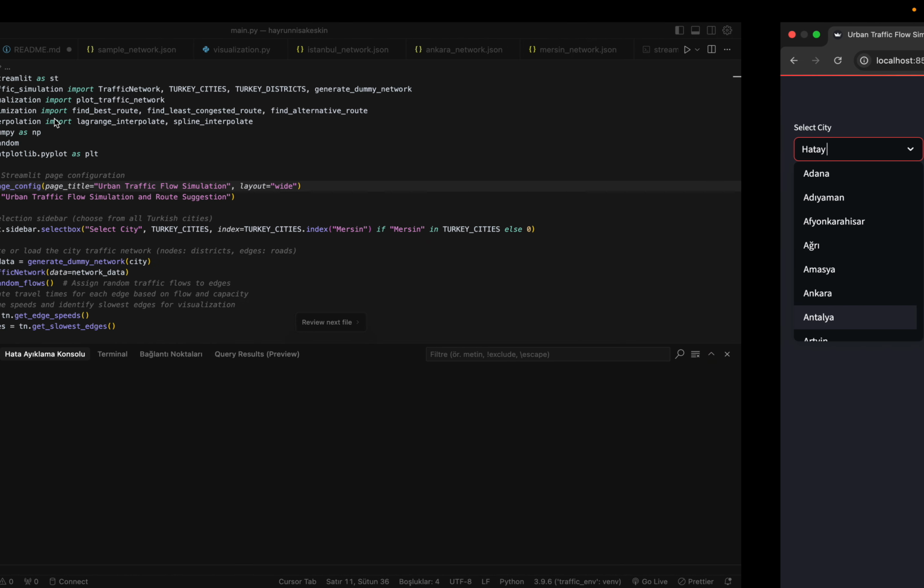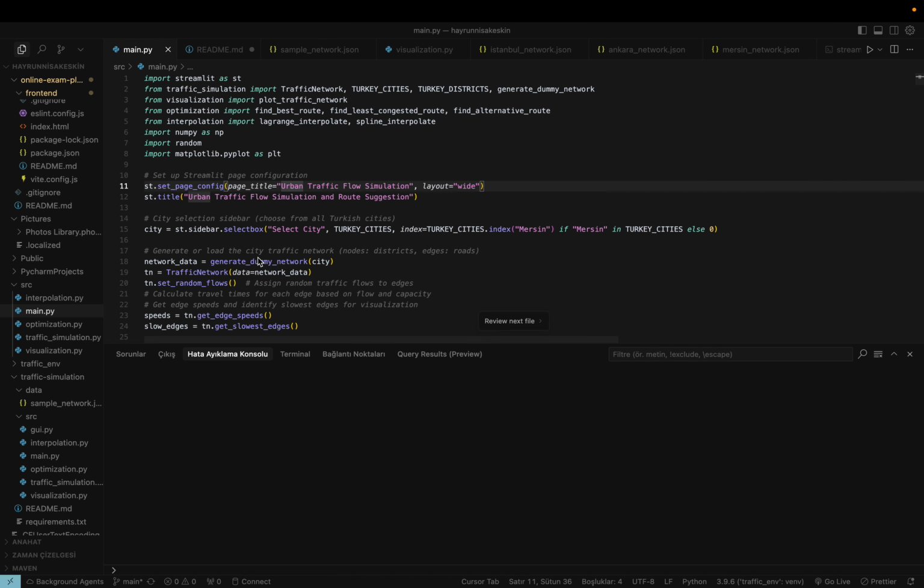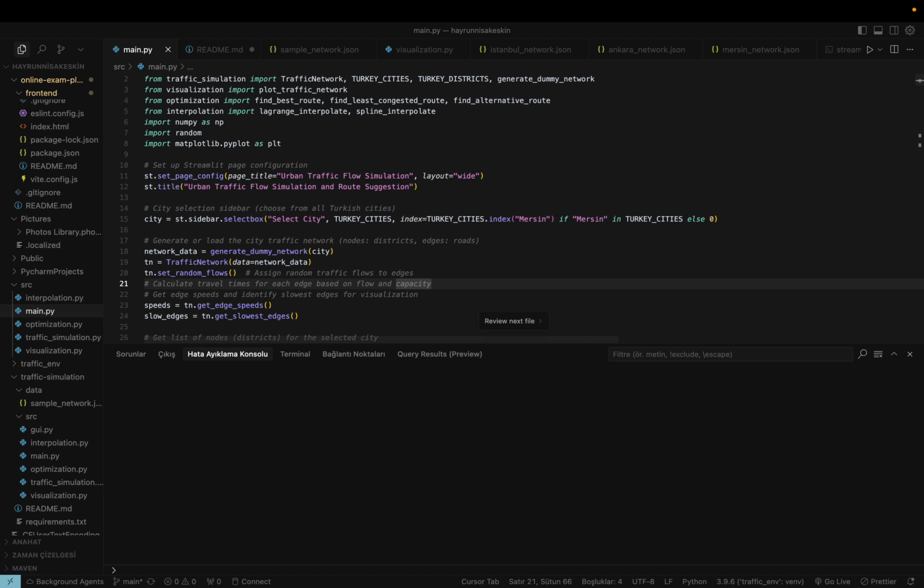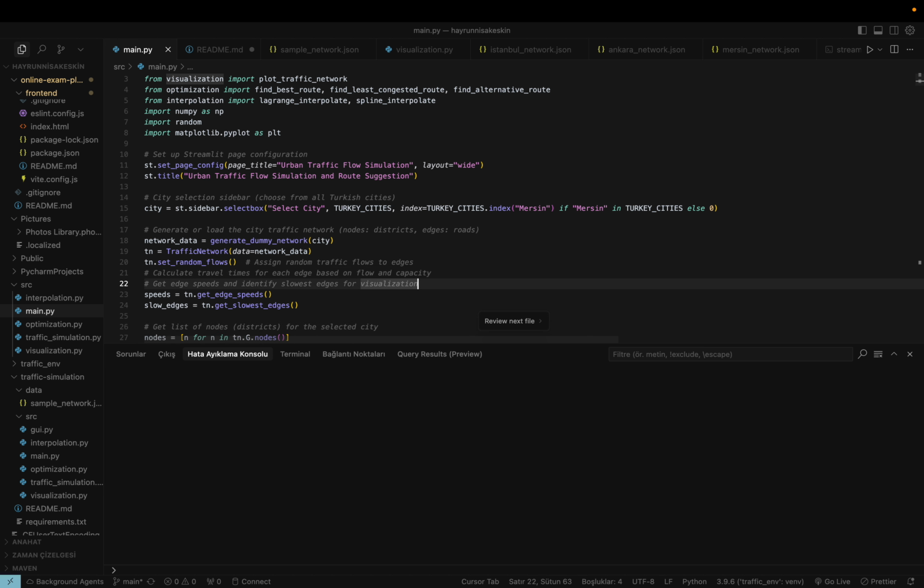Selections in the sidebar, and generate or load the city traffic network: nodes, districts, edges, routes and network data. We use the network data to generate the traffic network, tn. Then tn.set_random_flows assigns random traffic flows to edges to calculate travel times for each edge based on flow and capacity, gets edge speeds, and identifies slow edges for visualization.